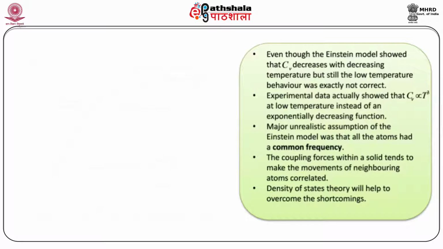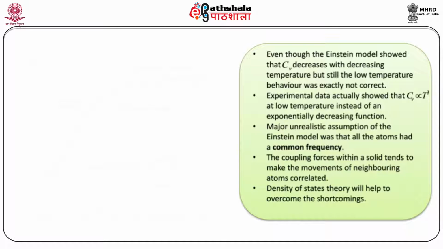Even though Einstein's model showed that Cv, that is the specific heat at constant volume, decreases with decreasing temperature, still the low temperature behavior was not exactly correct. The experimental data actually showed that Cv is proportional to T cube at low temperature, instead of an exponentially decreasing function as predicted by Einstein.